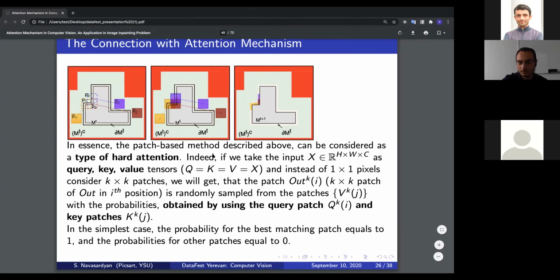The first question is, do you use positional encodings? Actually, no, we don't use positional encodings, since in patch level attention, the neighborhood of the pixels is already considered. So we didn't use positional encodings.